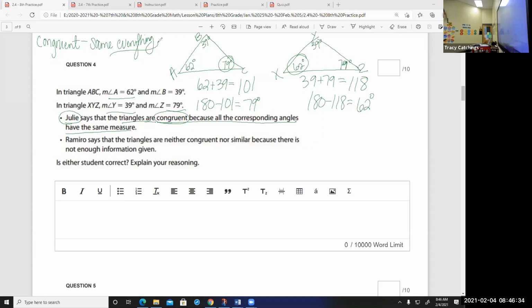Somebody's been paying attention. That was part of our vocabulary. So that means Julie is incorrect. They are similar. Having the same angles makes them similar unless we know the side lengths. If the side lengths are the same, then we can say congruent.